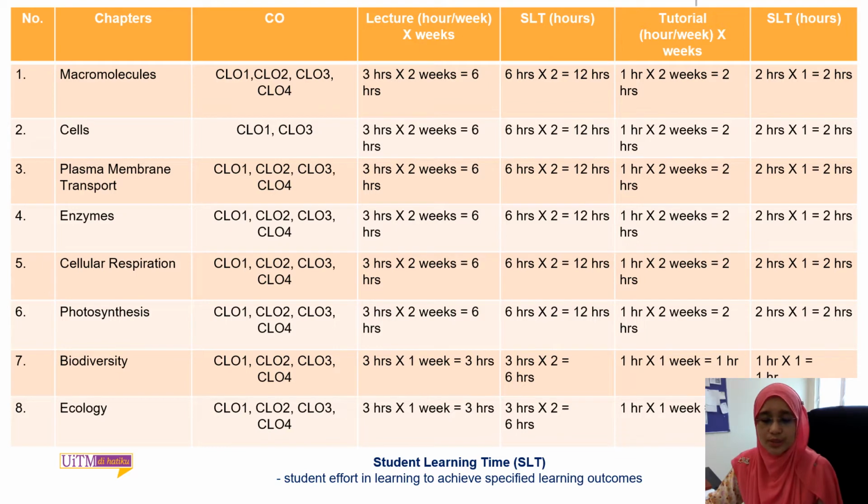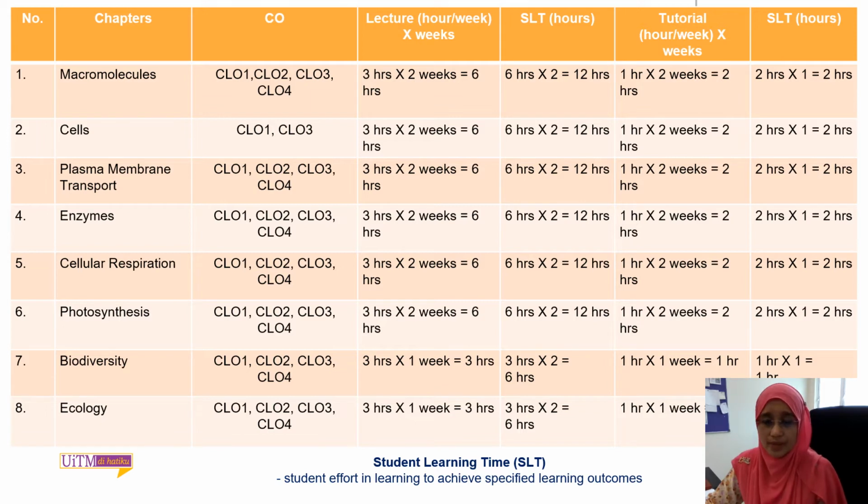Okay, so this is student learning time, SLT. This table explains how many hours you have to spend on each chapter, how much of your time you have to spend learning for each chapter. I'll just give you a few examples. For chapter 1, we are going to look at macromolecules. We are going to cover chapter 1 for 2 weeks, week 1 and week 2.